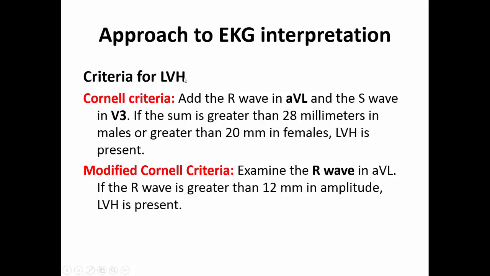There are multiple different ways to decide if a patient has LVH. We have two criteria listed here. First is Cornell criteria. That's basically when you add the R wave in AVL to the S wave in V3. If the sum's greater than 28 and the patient's a male, then you have LVH. If it's greater than 20 in a female, you have LVH. Modified Cornell basically looks at the R wave in AVL. If the R wave is greater than 12 millimeters, then the patient has LVH. So you don't have to add anything with modified. It's just looking at the R wave in AVL.